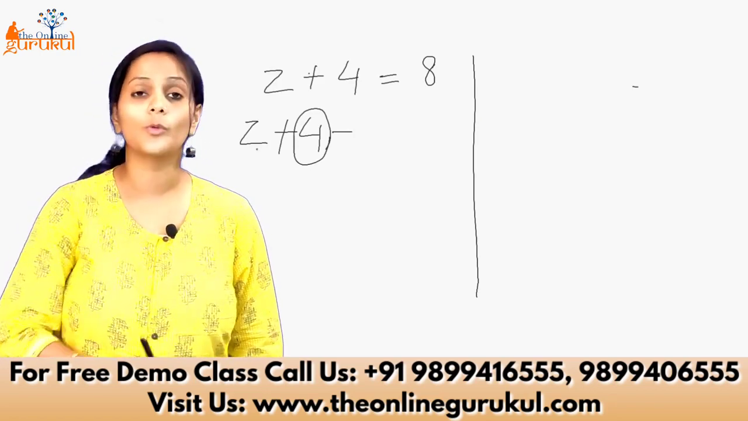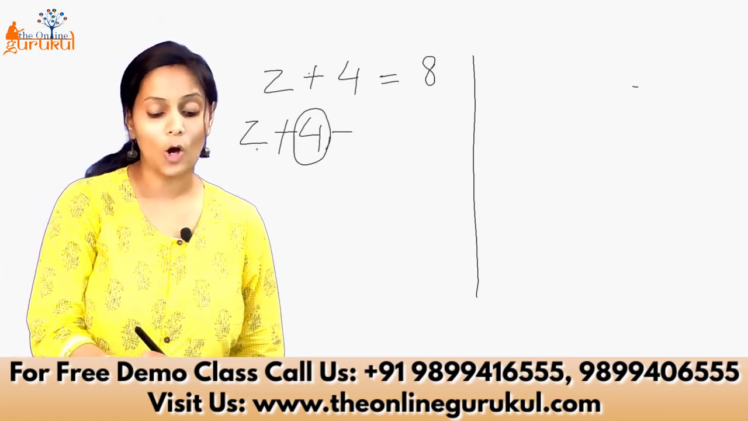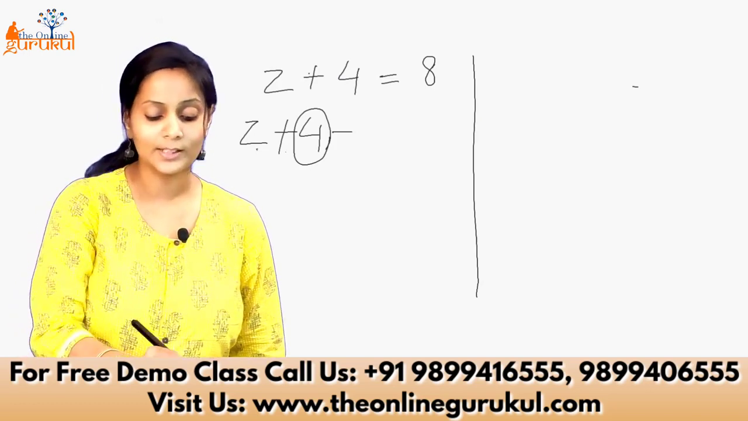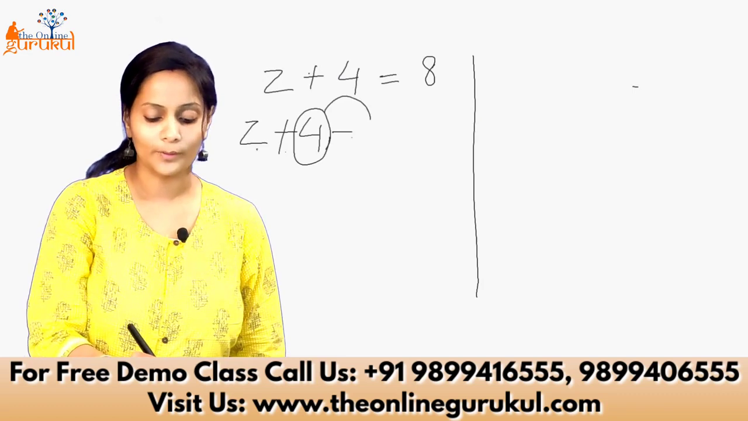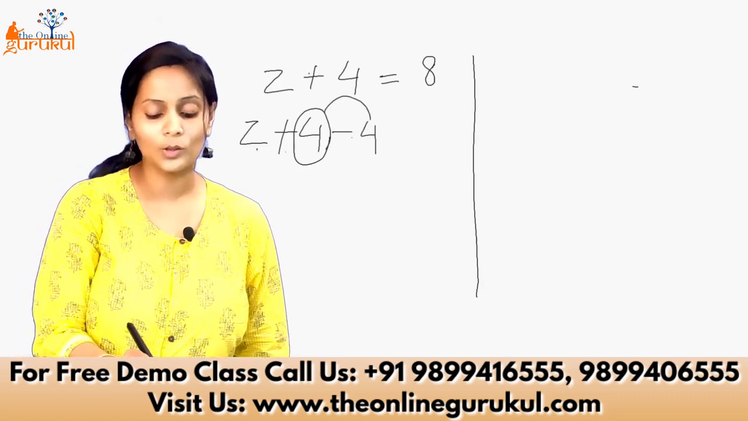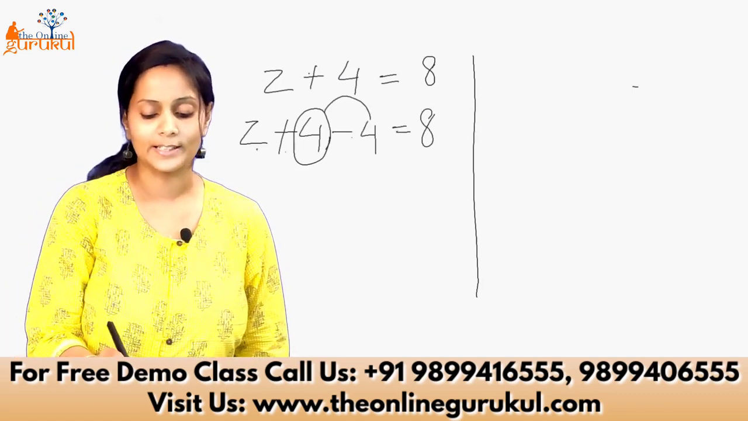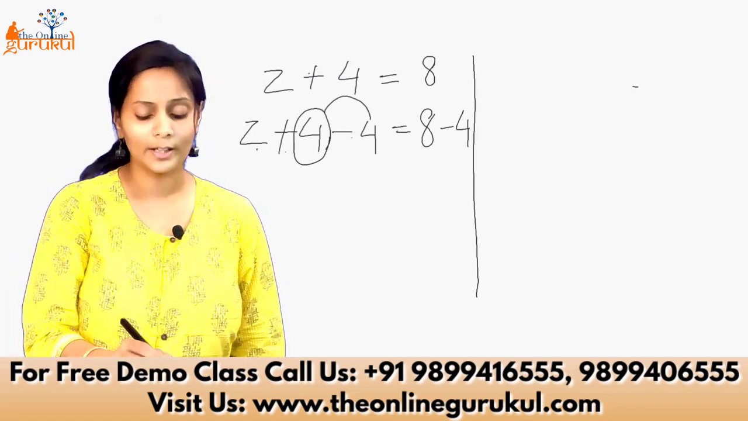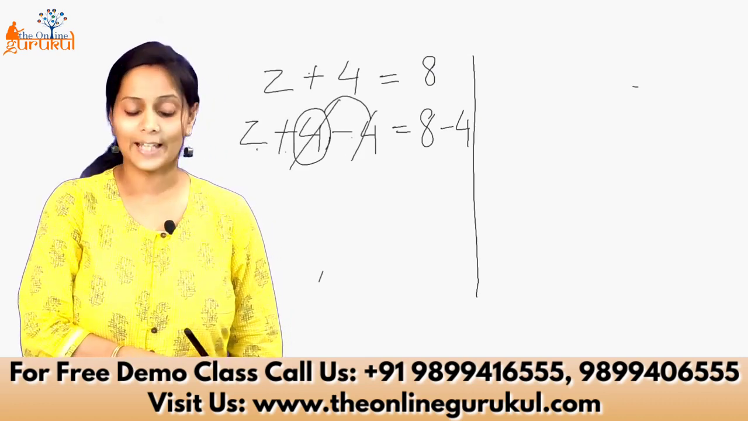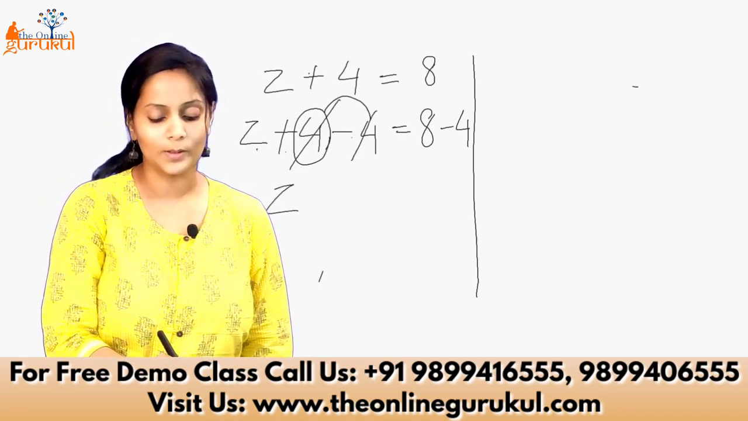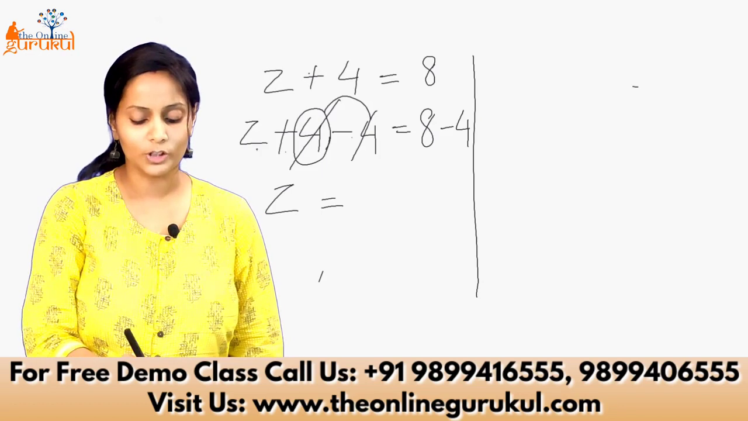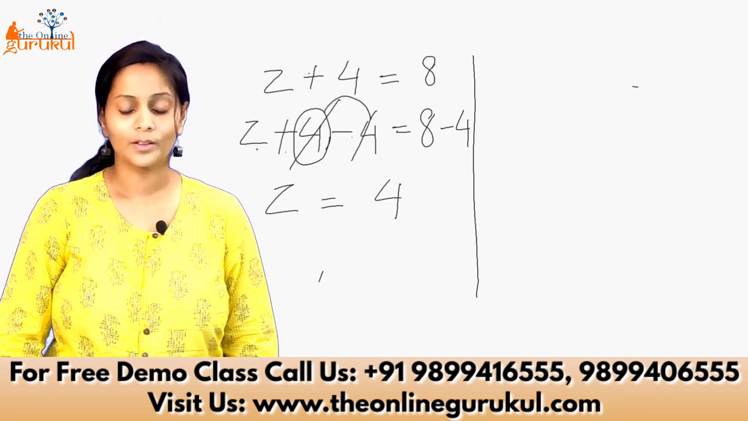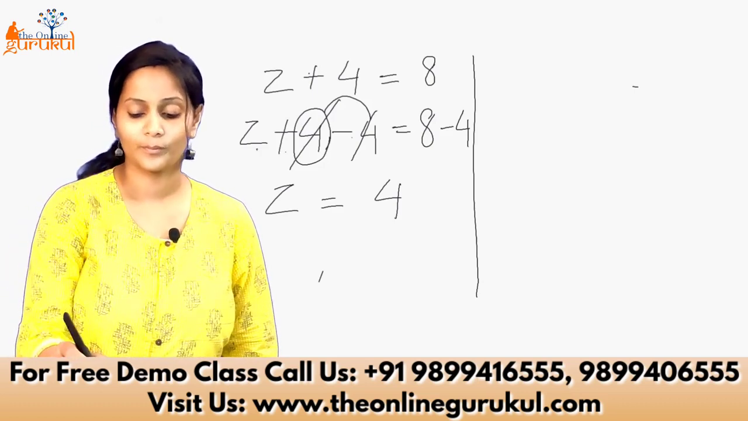But I have to remove this 4 to get the value of z. Now how to remove this 4? I will be using the opposite, the inverse of the operation which is given, that is minus, with the same number, that is 4. Not only from one side, I'll do the same method from the right hand side as well. So we know plus 4 and minus 4 gets cancelled and we have z is equals to 8 minus 4, which is 4, right?